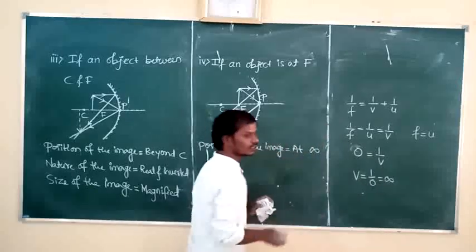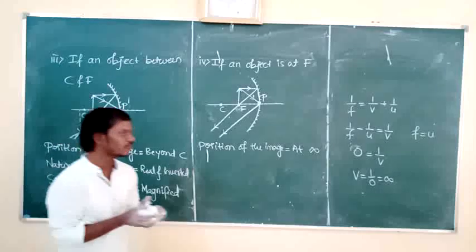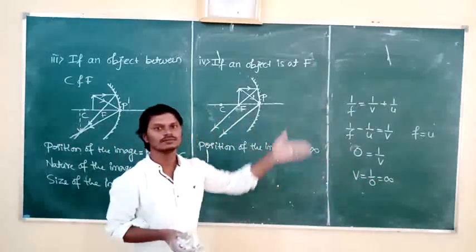So what is v? V is the image distance, meaning where the image is formed. The image is formed at infinity. This is by calculation, by using the mirror equation.